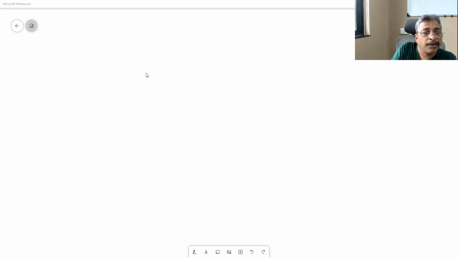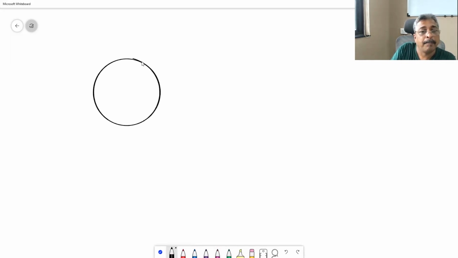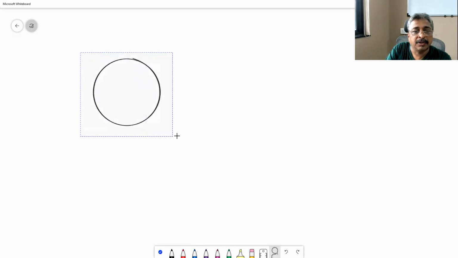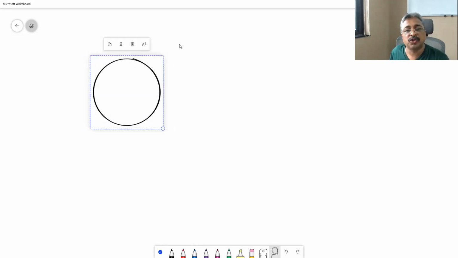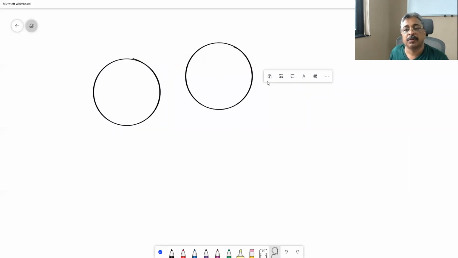We draw a circle. Good. And in this circle, we draw a quadrilateral. But maybe I will require exactly the same circle 3 times. Therefore, I copy, paste. Oh, that is not a bad idea.